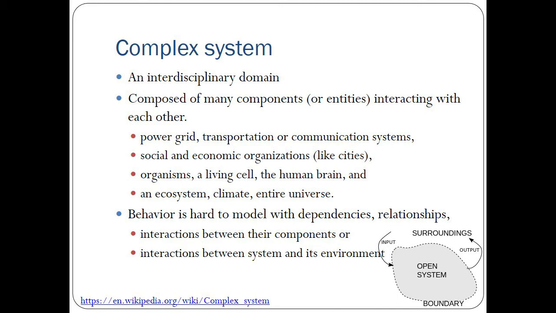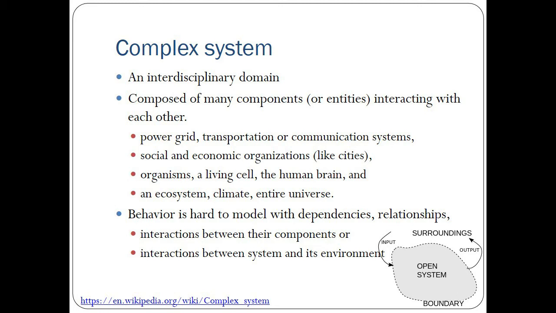The definition is similar: composed of many components or entities interacting with each other. So what are examples of complex systems? Power grids, transportation, and communication systems. Another domain is social or economic organizations, like cities. These can form a complex system to be represented. Then you can have organisms or living cells, and the human brain. All these form different kinds of complex systems.